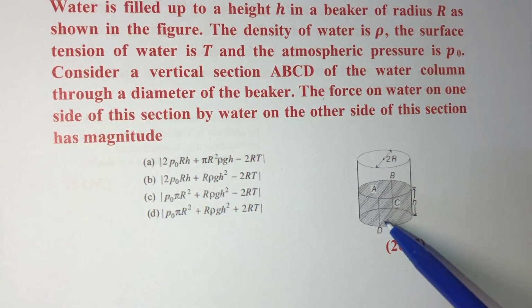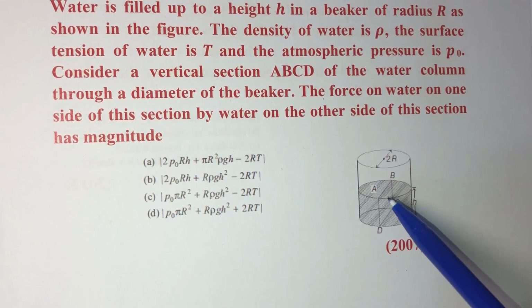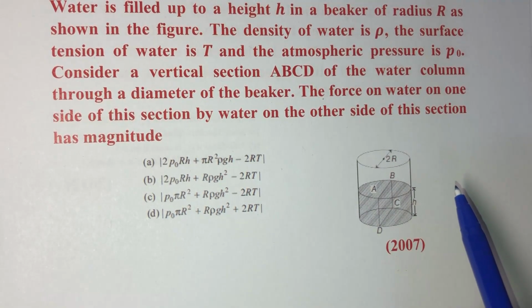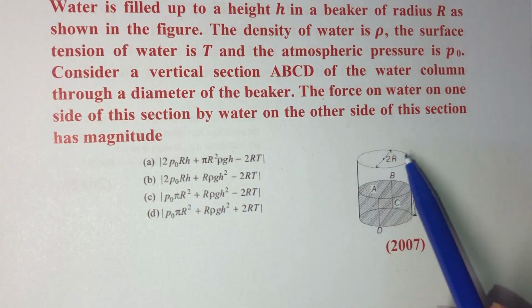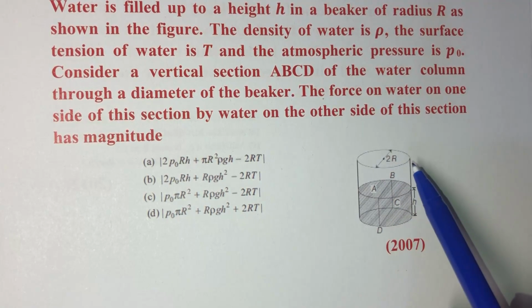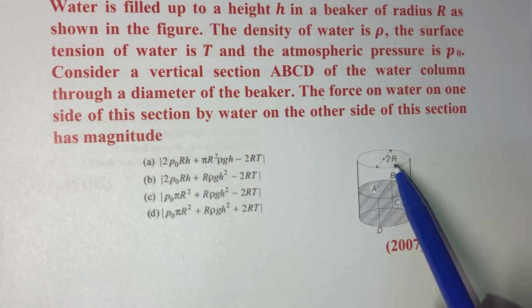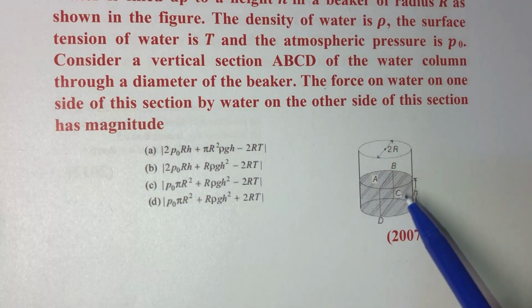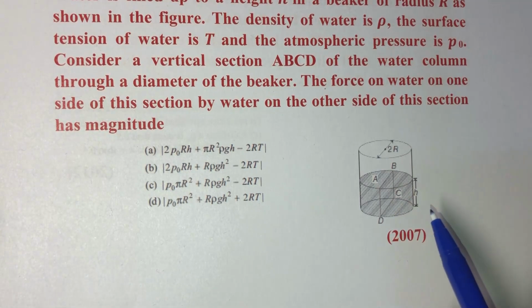and there is a column ABCD inside the beaker, and we have to find out the force that is being exerted on this column by the other side. And the height of this column is given as h, and the radius is r, so obviously the diameter of this water tank or beaker will be 2r. So in this case, there will be two types of forces that will be acting on this water column. One will be the surface tension and the other one will be the pressure force.